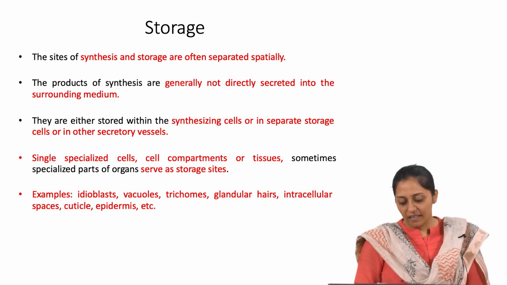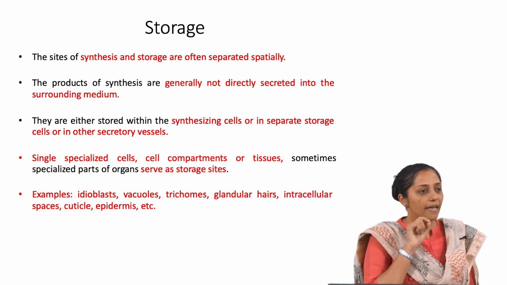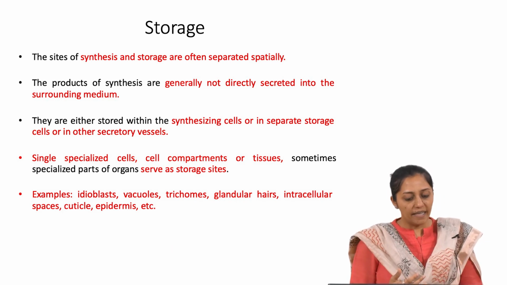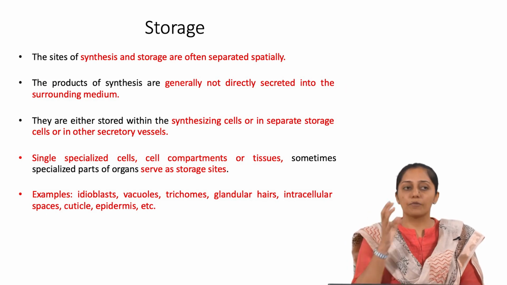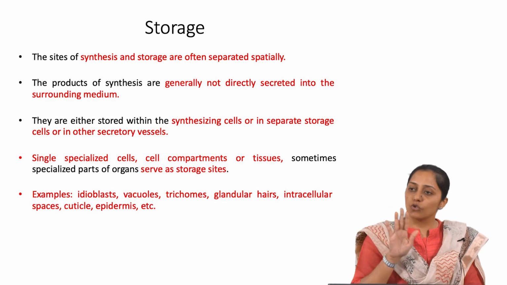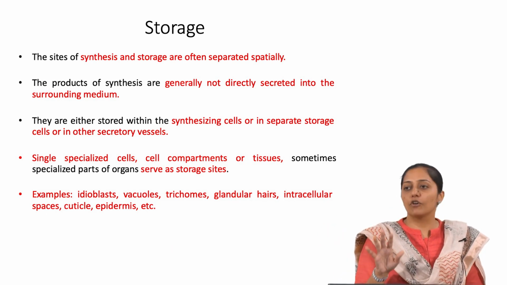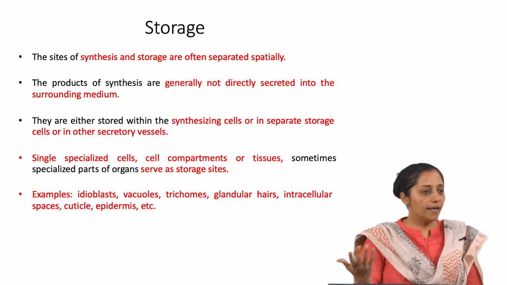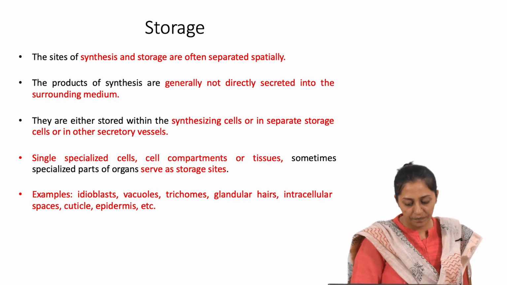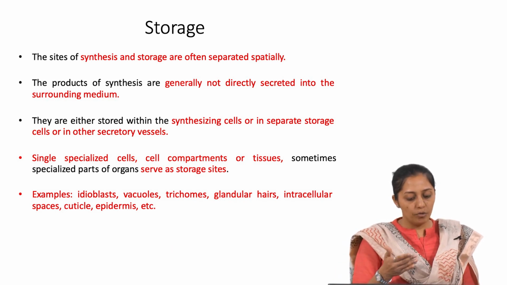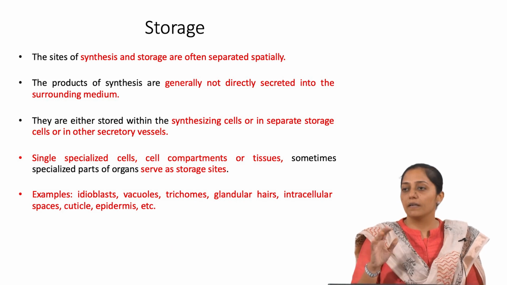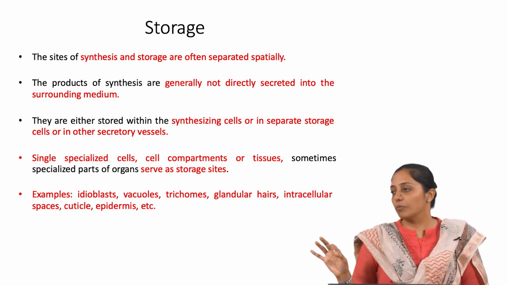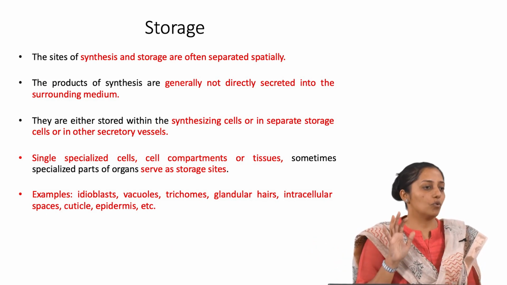Trichomes are hair-like glandular structures on the plant leaf or the stem. Then idioblasts: these are specialized plant cells which are meant for storage only, for either pigments or wax or oils or your secondary metabolites. Then glandular hairs, trichomes, cuticle, epidermis: there are different parts or tissues or specialized organelles where these secondary metabolites will get preferentially stored.